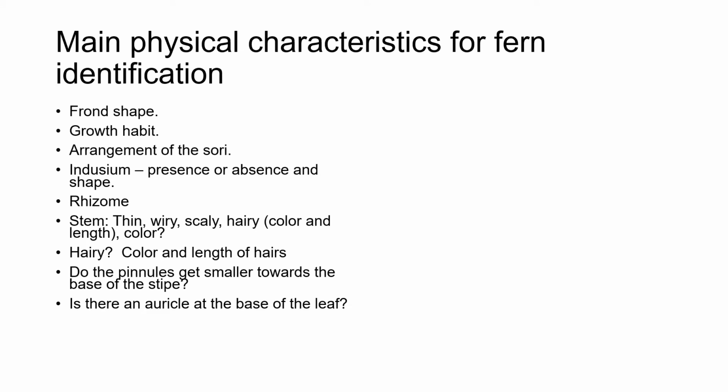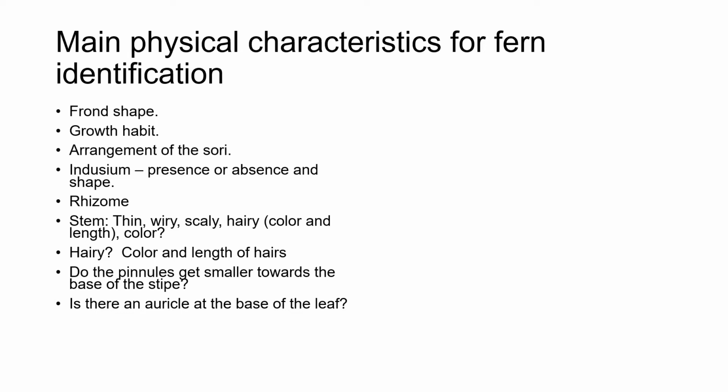For most of the ferns in cultivation, it's possible to memorize most of their names and their general appearance. Sometimes, though, we need to refer to a key to identify a fern, and these are the main characteristics that we'd be looking at to identify that fern. We'd look at the frond shape, the growth habit, the arrangement of the sori, the indusium, whether it's present or absent, and what shape it is. We'd look to see if there are any rhizomes and what color they are and what size, what thickness they are.